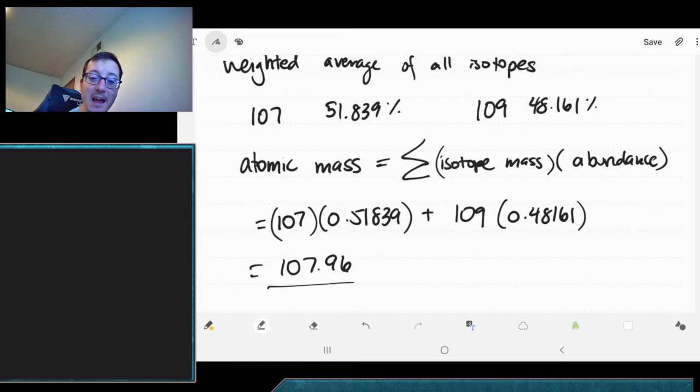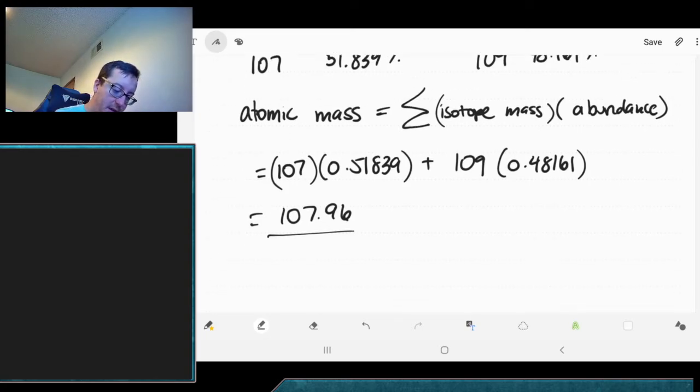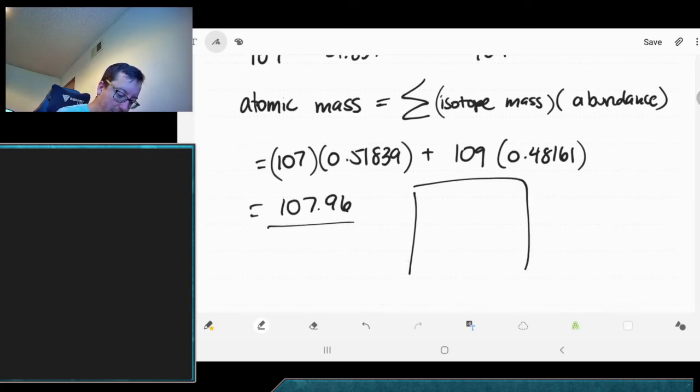And it's the weighted average. If you were to weigh out 3 million silver atoms, not very many, on average they're all going to weigh 107.96. Some will weigh 107, 51% of them in fact. 48% will weigh 109, but on average it'll be 107.96. We're going to see that number is important later. But that's the number you're going to see on your silver here.